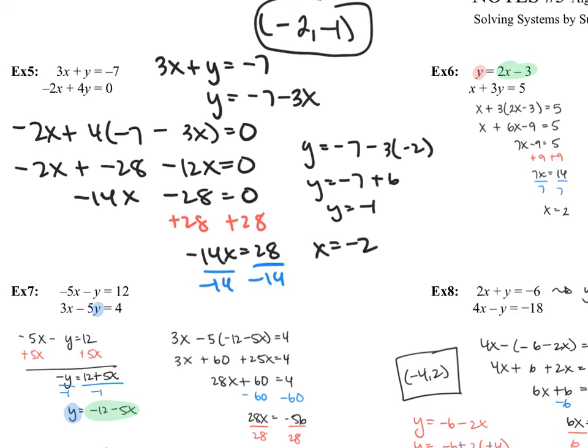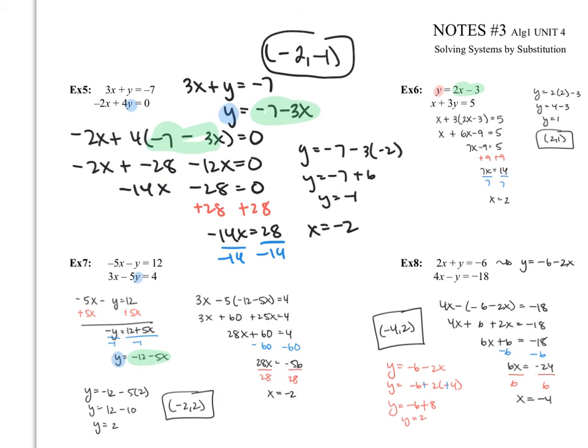So on example 5, I isolated y from the first equation because it was the only variable with a coefficient of 1. And to do that, I subtracted 3x from both sides. And so what this said is that everywhere I saw a y, which I saw in the second equation, I could replace it with negative 7 minus 3x. And so that's what I did. And so what that equation said was negative 2x plus 4 times negative 7 minus 3x equals 0.